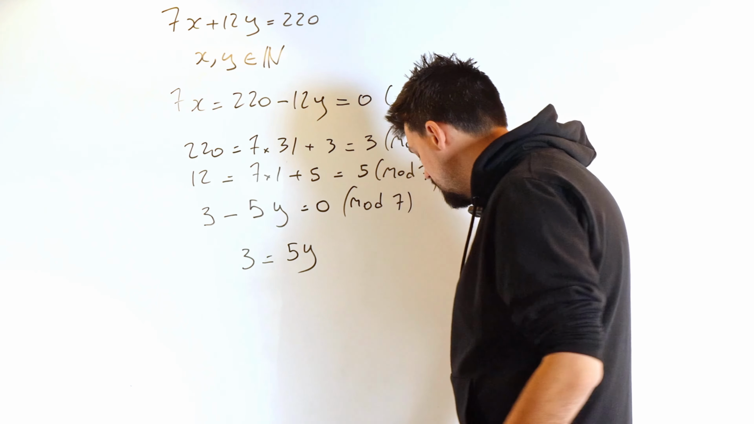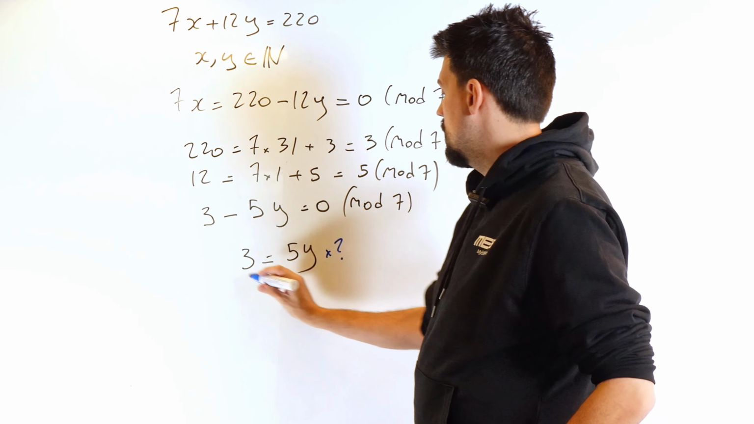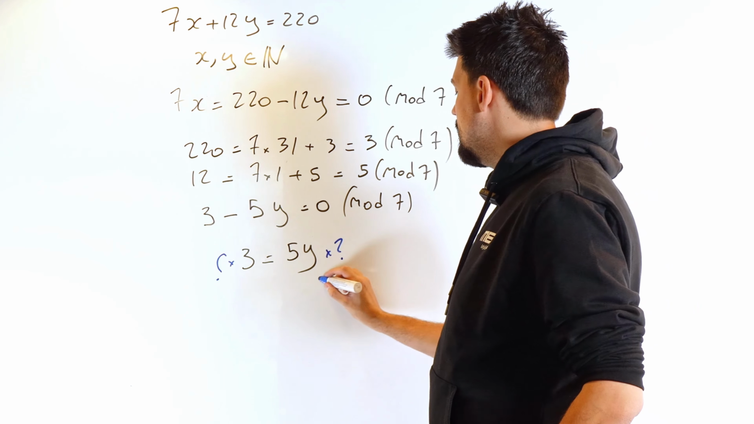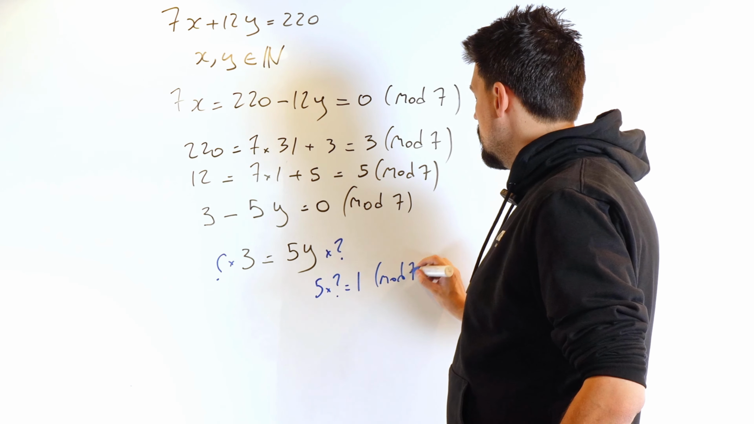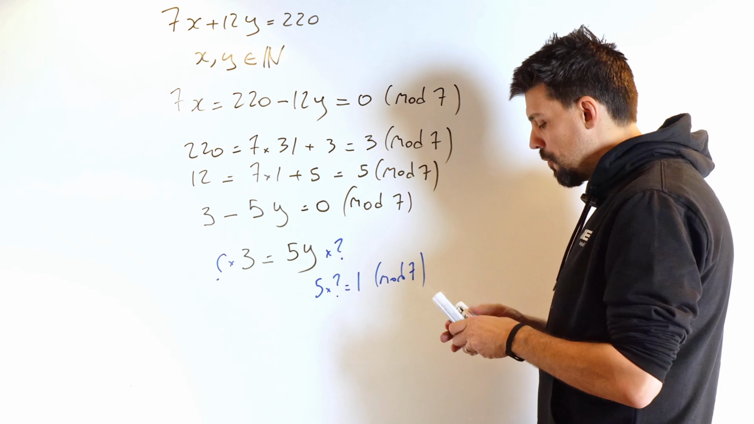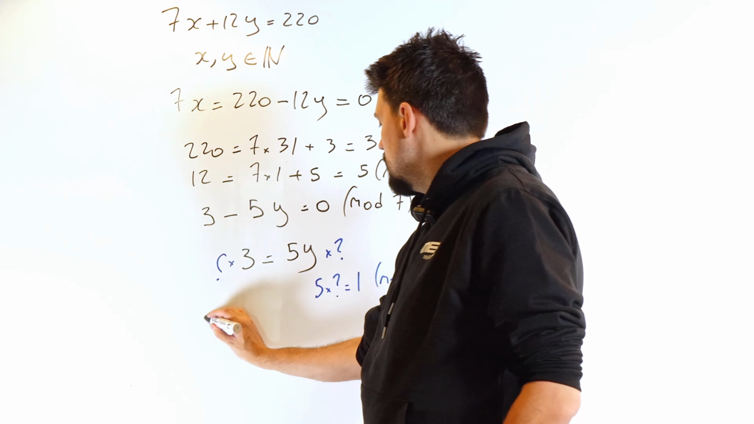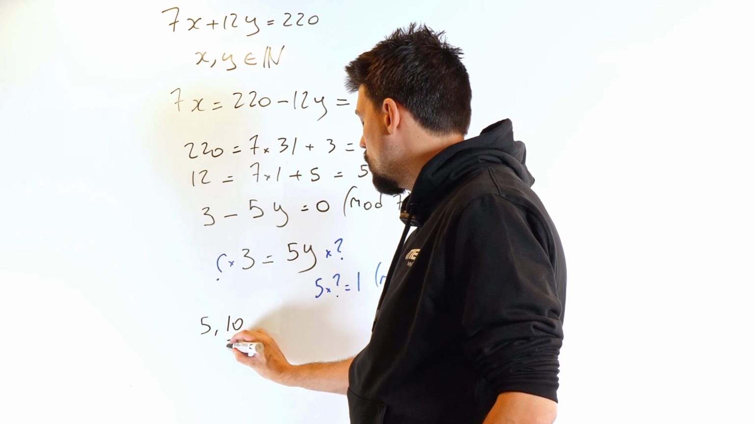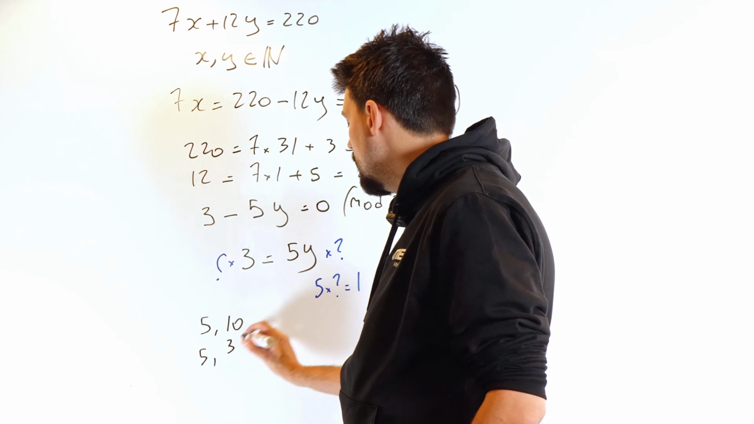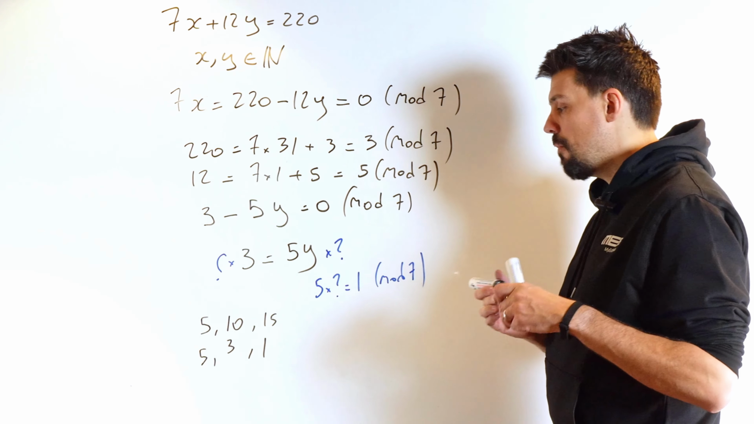So what I want to do is I need to multiply this by something, right? And I need 5 times the something to be 1 in modular 7. Well, 5 times what is 1 modular 7? We could list that out. So we get 5. 5 times 2 is 10, which is 3 modular 7. 5 times 3 is 15. Ooh, which is 1 modulo 7.